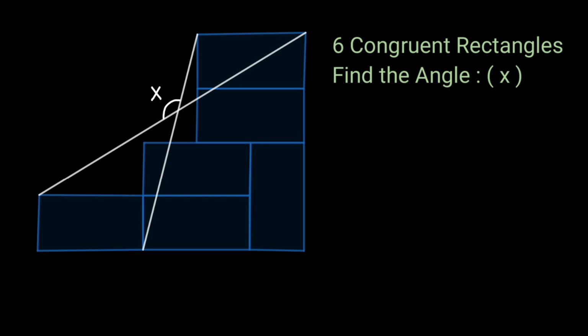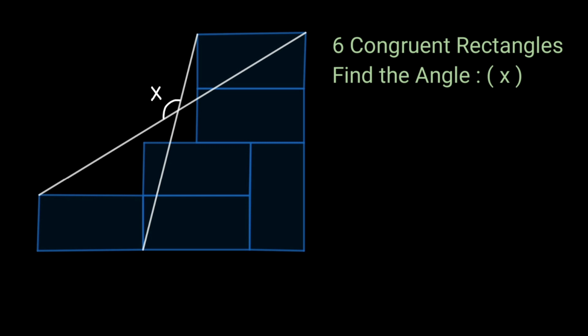Because of the arrangement of these rectangles and the vertices that are connected through these line segments, a very specific angle has been formed at the intersection of these line segments, marked as a variable x. So ultimately the question is to find the value of x.